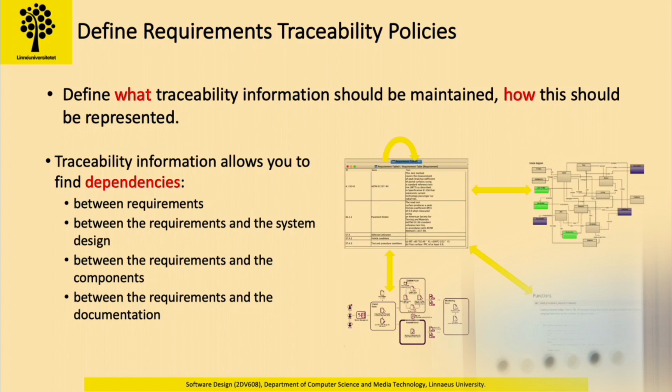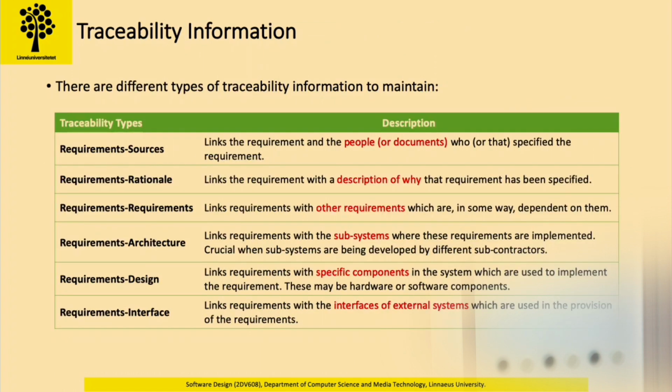Or you can have requirements to documentation level traceability. Let's say this method or this class implements a particular requirement. For that, you have this kind of documentation. So you can easily say in the documentation itself that this method or this class implements this requirement. So there can be multiple types of traceability.